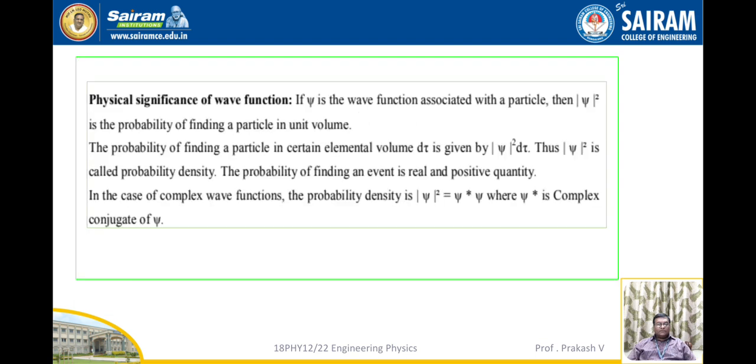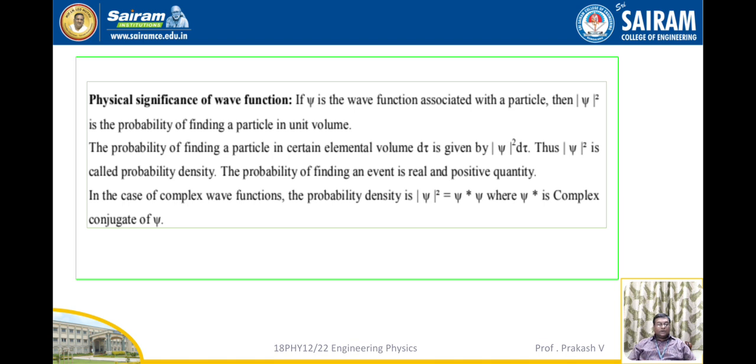Now let us concentrate on the physical significance of the wave function. If psi is the wave function associated with a particle, then psi square is the probability of finding the particle in unit volume. The probability of finding a particle in a certain elemental volume d tau is given by psi square d tau. Thus, psi square is called probability density. The probability of finding an event is a real and positive quantity. In case of complex wave functions, the probability density, psi square, is equal to psi star psi, where psi star is the complex conjugate of psi.